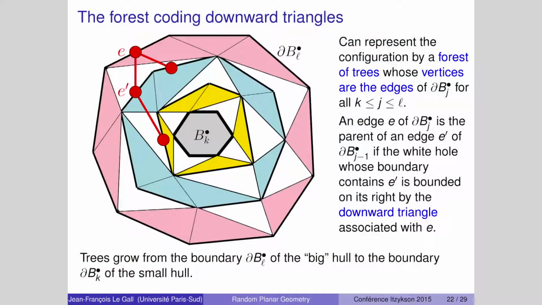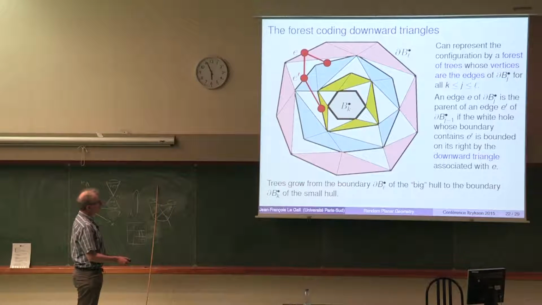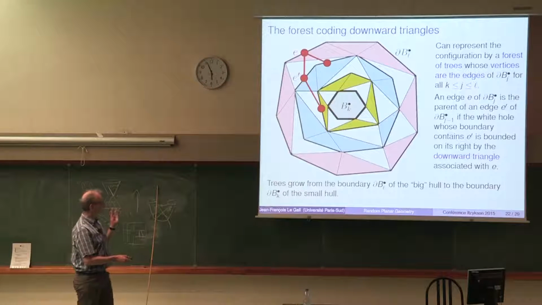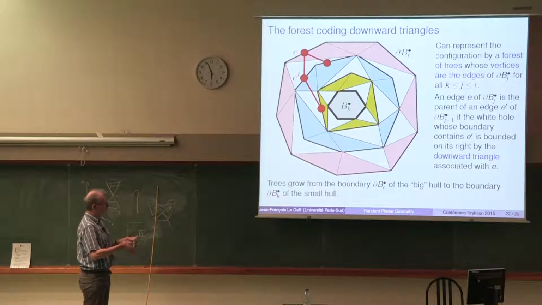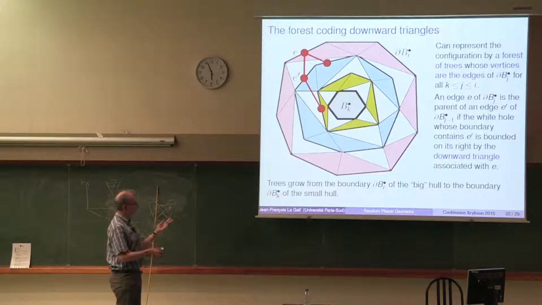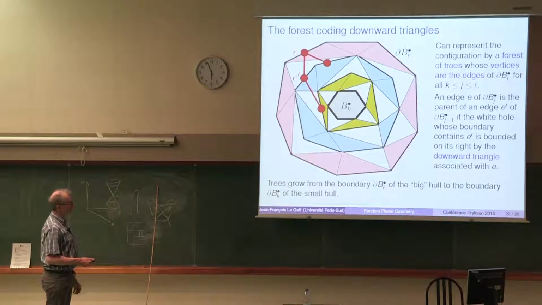Well, the nice thing is that you can describe this configuration by a forest of trees. So something important will be that the trees are going to grow from the exterior boundary to the boundary of the small hull here. Okay. So if you look at the growth of trees, the direction of time is the reverse direction of the growth of the radius of the hulls. Okay. So there is already a kind of time reversal which is similar to the one I had before when I told you about the scaling limits of the perimeters.